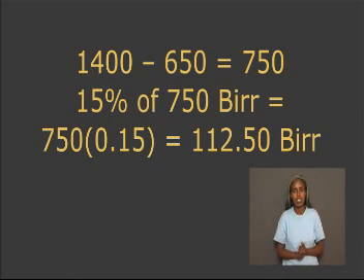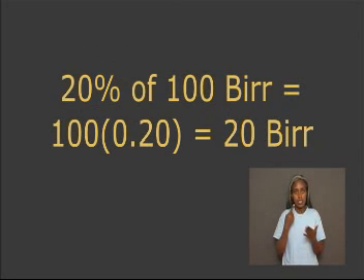In the range between 650 birr and 1,400 birr, he pays 15% tax, which is 112.5 birr. This leaves 100 birr of taxable income, which is taxed at a rate of 20%. 20% of 100 birr equals 20 birr.